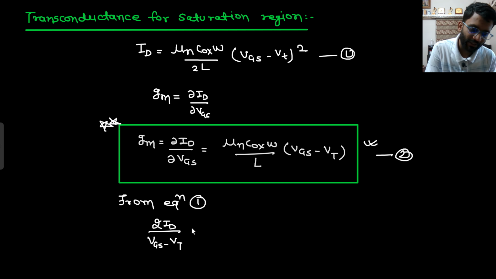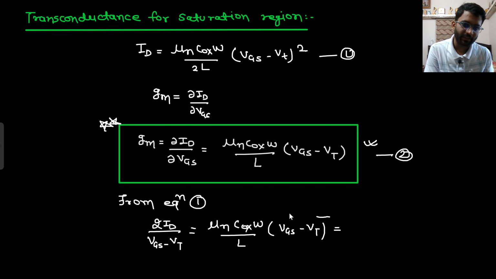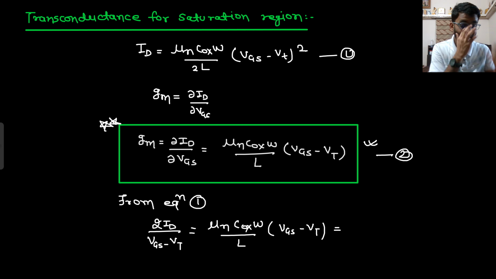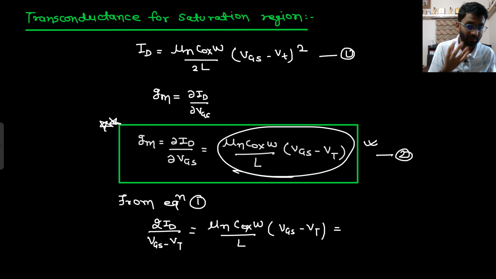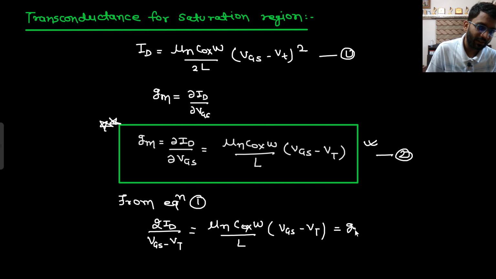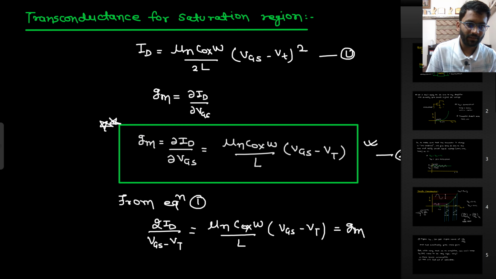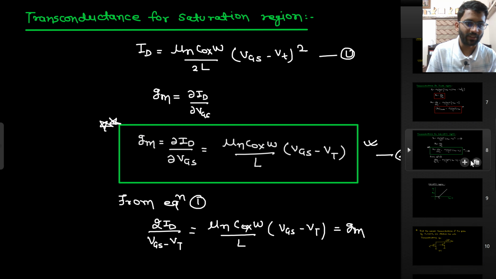If I do this, what will I have on the right hand side? Mu n Cox W by L VGS minus VT. Isn't it GM only? This particular expression, isn't it GM only? Why did I do that? So that I could make the expression of GM from here. Isn't it equal to GM only? So one more formula I got for GM. What is that? 2ID by VGS minus VT.